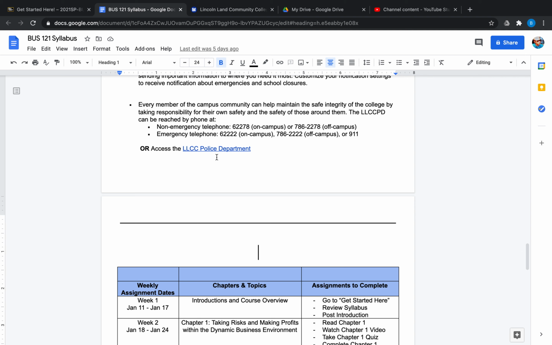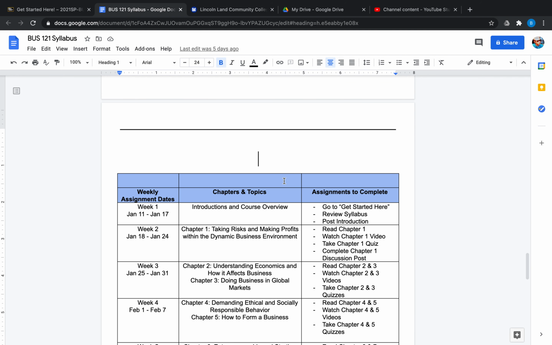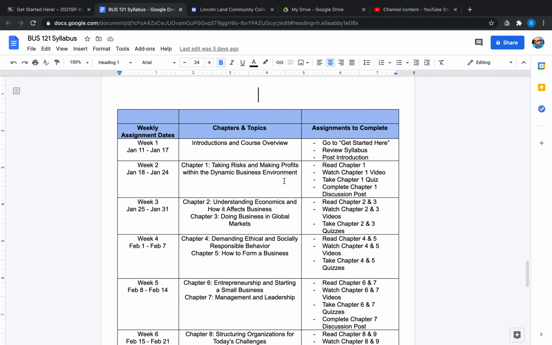The other thing here is I do have a link to the LLCC Police Department. If you do have any sort of issues, check out the police department. You can check out their page, or make sure that you call them directly. And then down here towards the bottom, we do have a schedule for the semester.